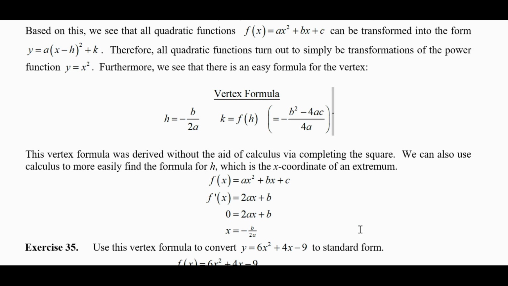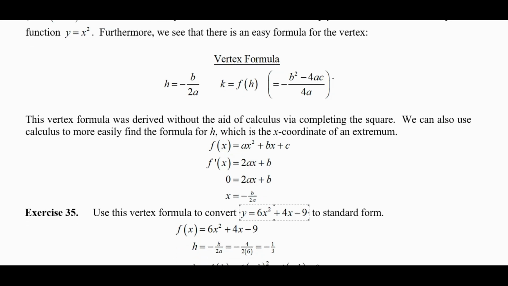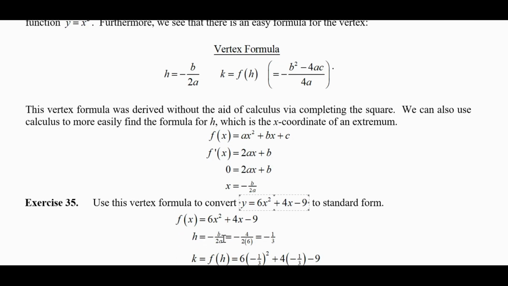So we can use that to convert the following to standard form. You might practice taking this one right here, y equals 6x squared plus 4x minus 9. You might do this two ways. You might do it by the completing the square technique that we did up above, or use our shortcut of knowing the vertex formula. So here's how you do it with the shortcut. h is minus b over 2a, so it's negative 4 over 2 times 6. And let's see, we can cancel a 4 and a 2, and the other 2 and a 6 leaves a 3. So h is negative 1/3.